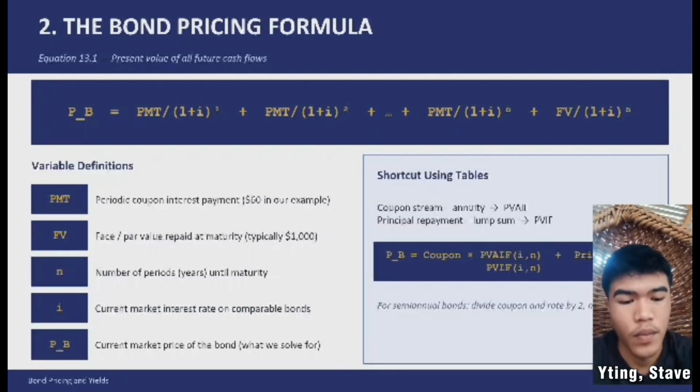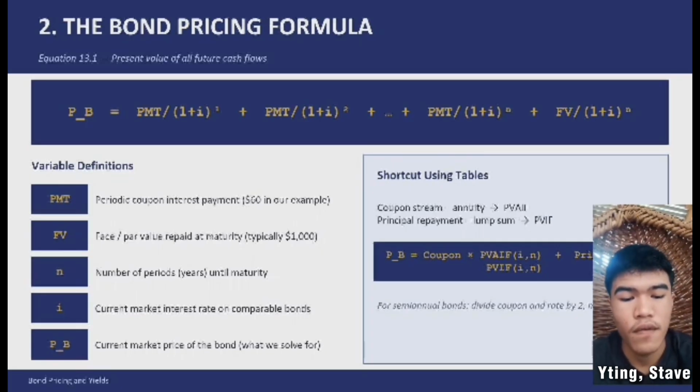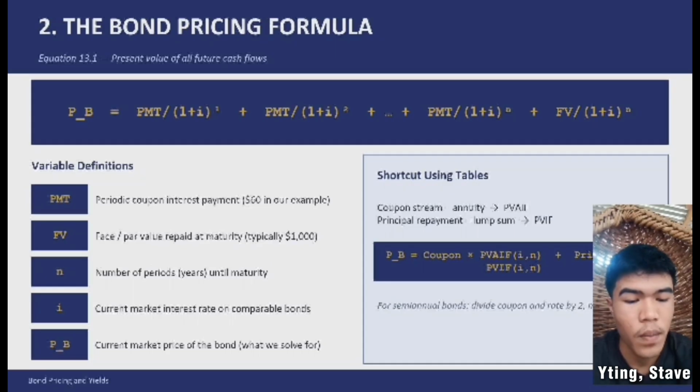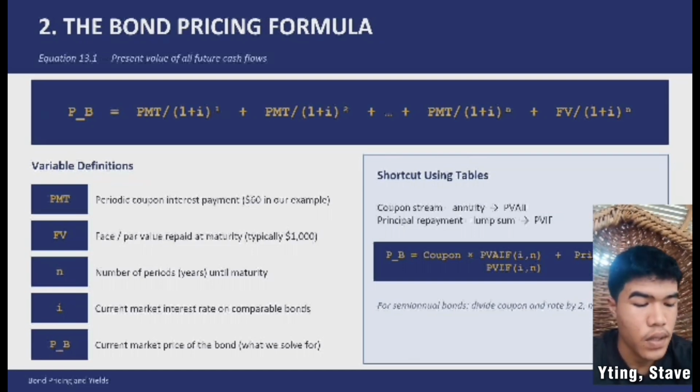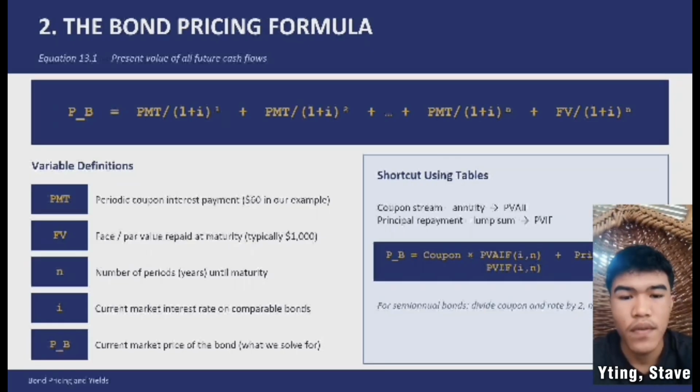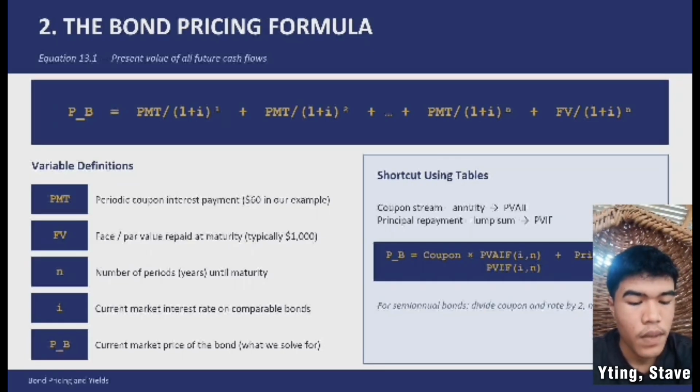The bond pricing formula. Equation 3.1: the value of all future cash flows. Variable definitions. PMT, the periodic coupon interest payment, $60 in our example. FB, the face par value repaid at maturity, typically $1,000. N, the number of periods, years until maturity. I, the current market interest rate on comparable bonds. PV, the current market price of the bond, what we sold it for.